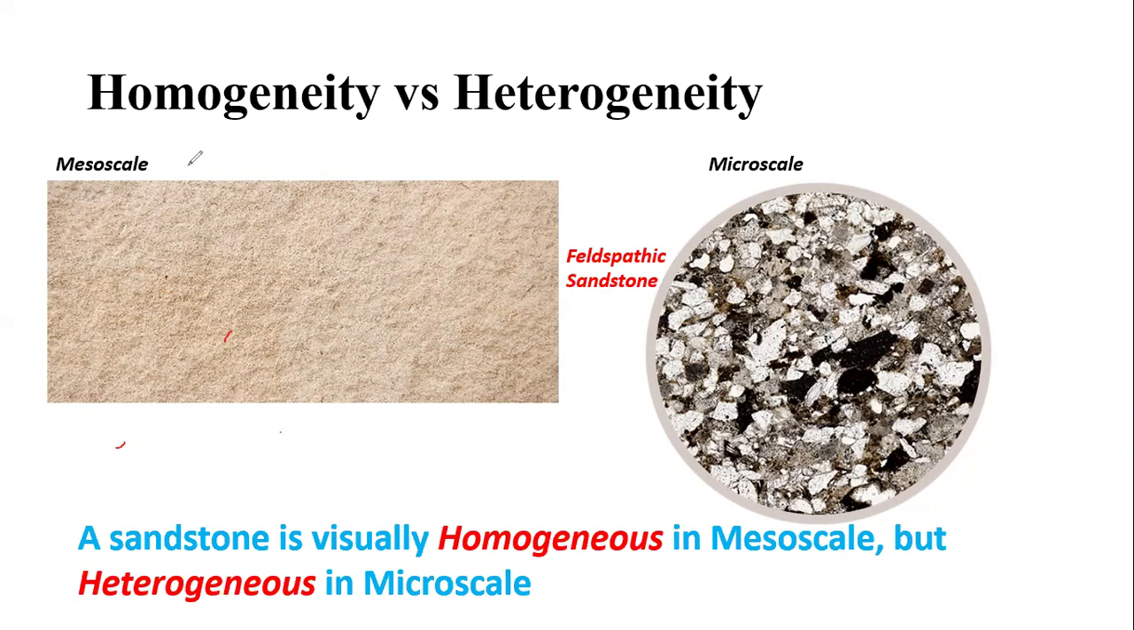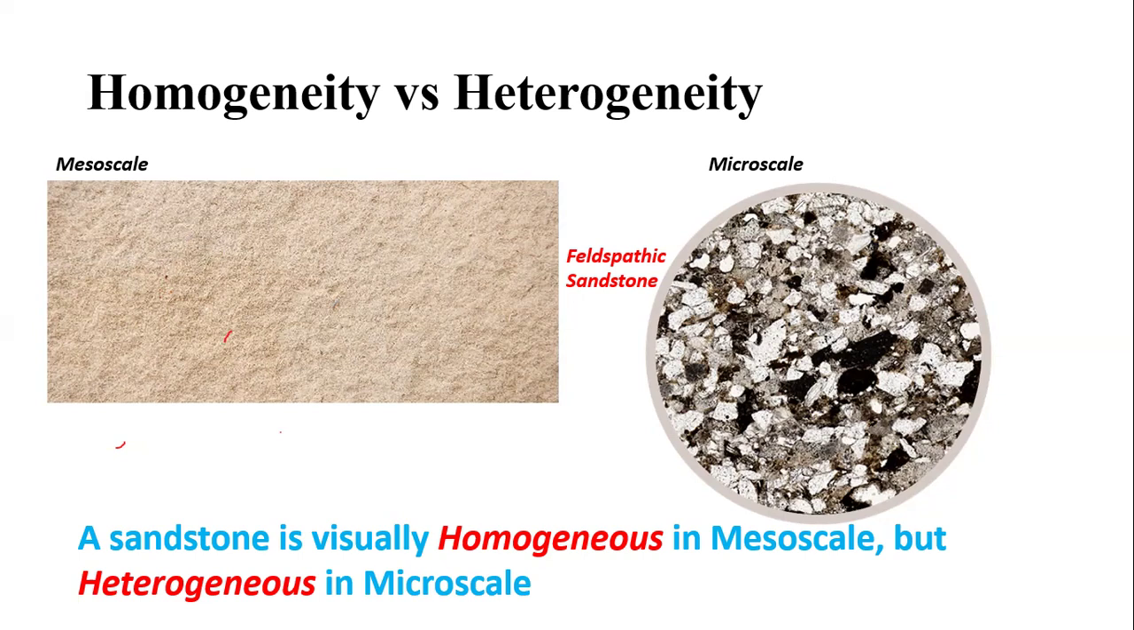At the mesoscale, it's homogeneous. Can you now see that when you're looking at the sand particles, they all look the same in terms of the mineral composition, the texture, and the sorting. They're all well sorted, made of the same grain sizes, uniformly the same size, or approximately the same size. So at the mesoscale, this sandstone seems to be homogeneous.